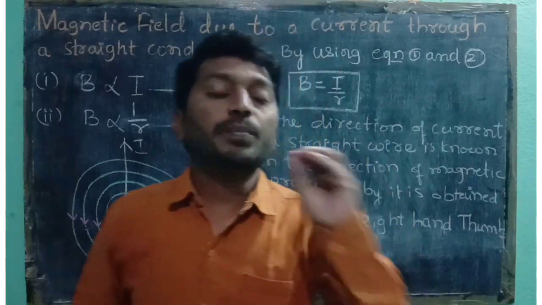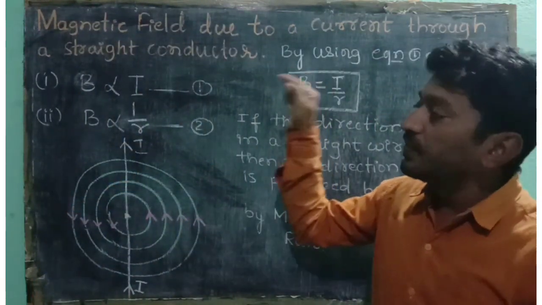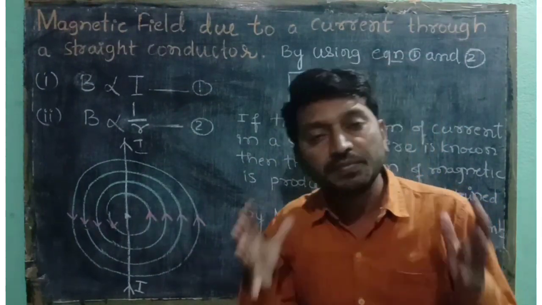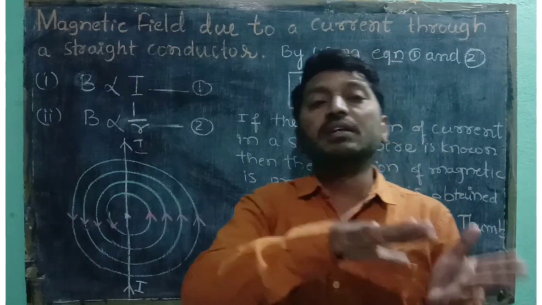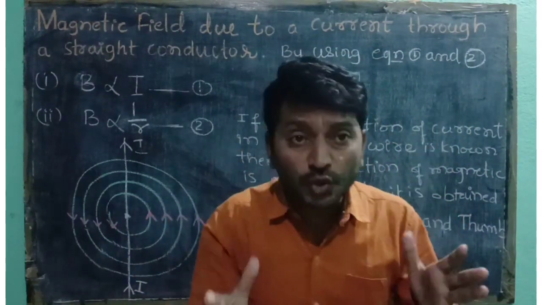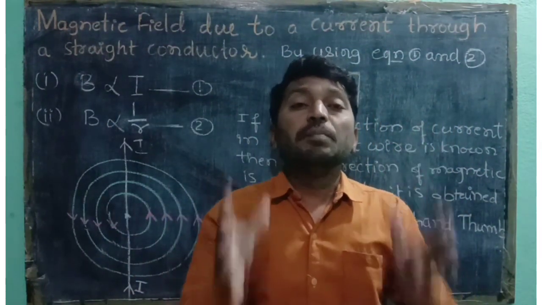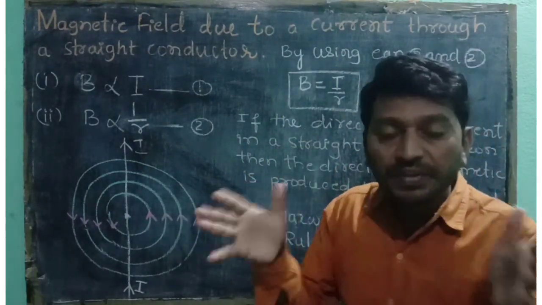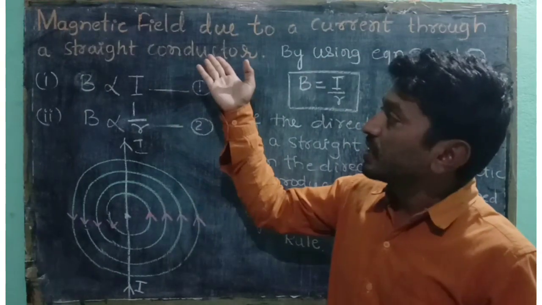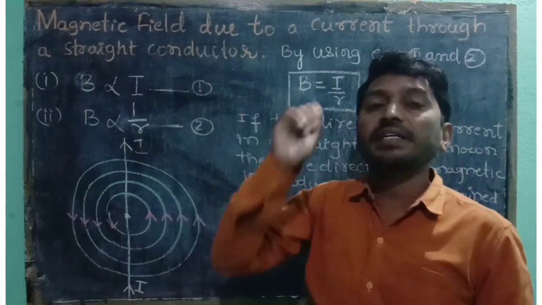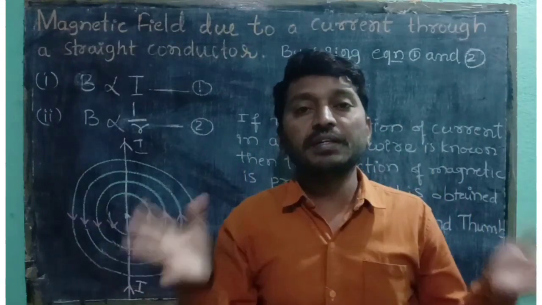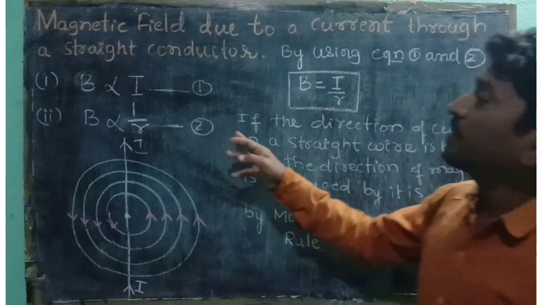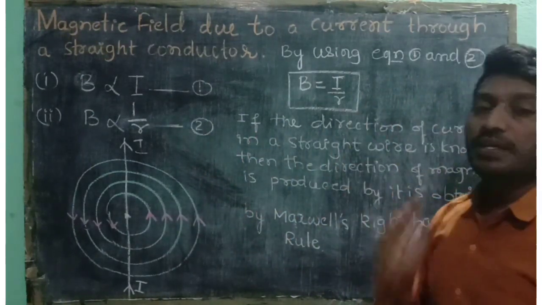But one point is here, the magnetic field lines are produced in different patterns. This pattern mainly depends upon the shape of the conductor. So for different shapes of the conductor, certainly the magnetic field lines are also in different patterns. So first let us start with the magnetic field due to current through a straight conductor.